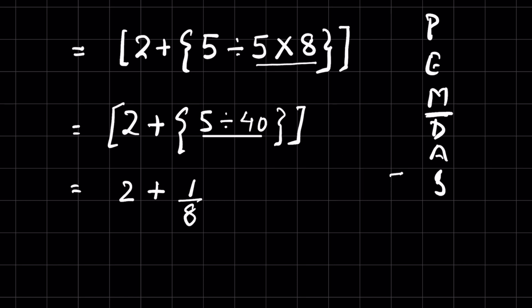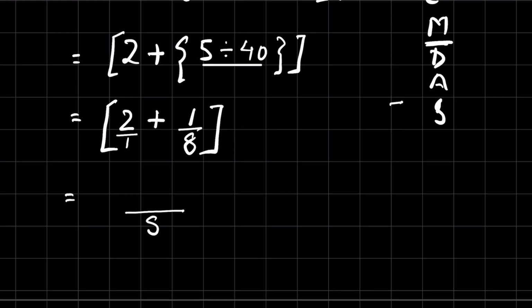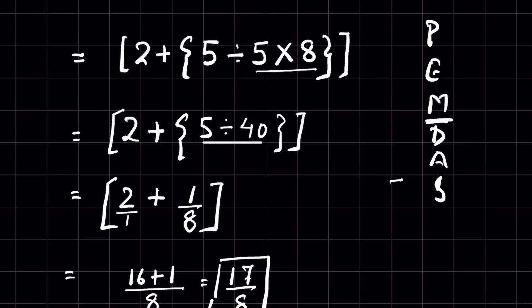So we can write here 2 plus 1 upon 8. The operation is done. We can remove the curly bracket. Now we can add the fractions here. We can write 1 in the denominator when there is no denominator. LCD will be 8. 8 times 2 is 16, plus 1 is 17 upon 8. So this will be the answer if you do multiplication first.